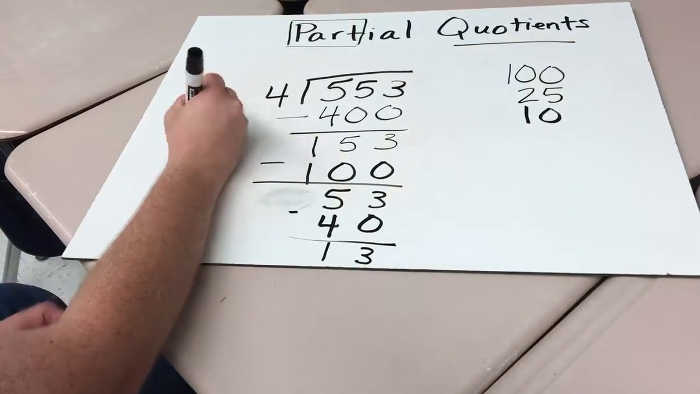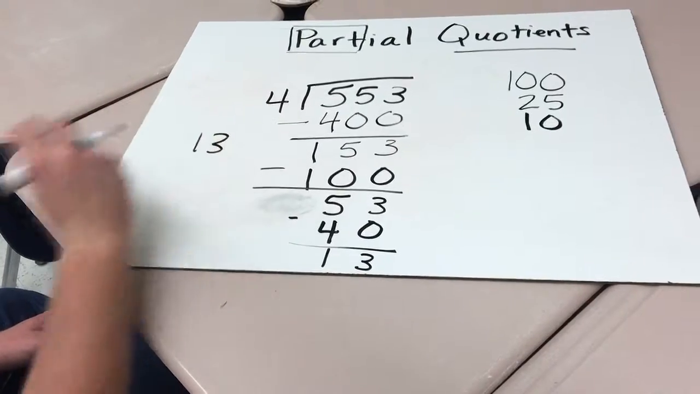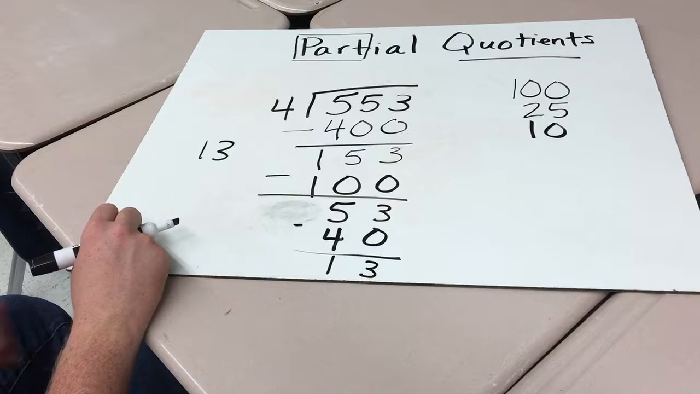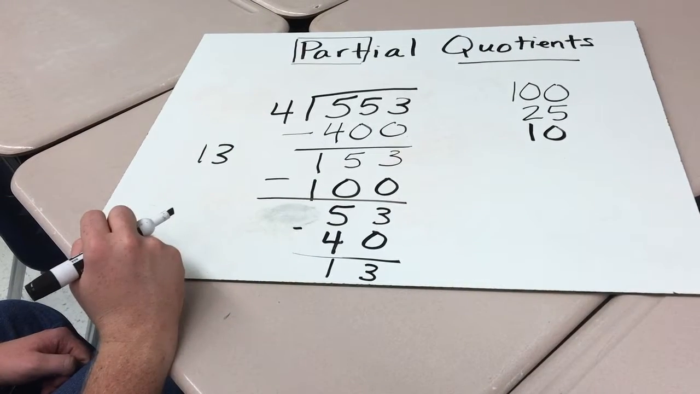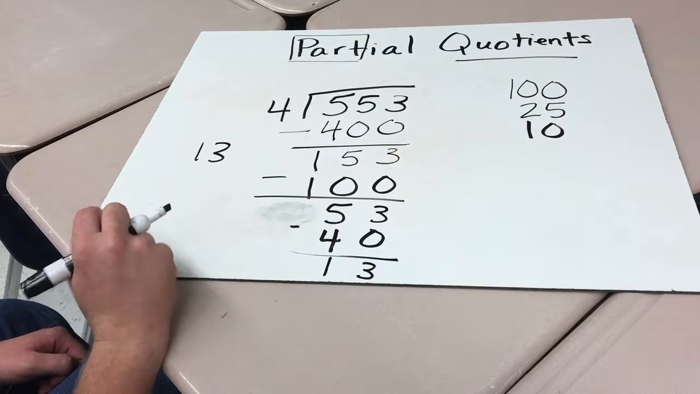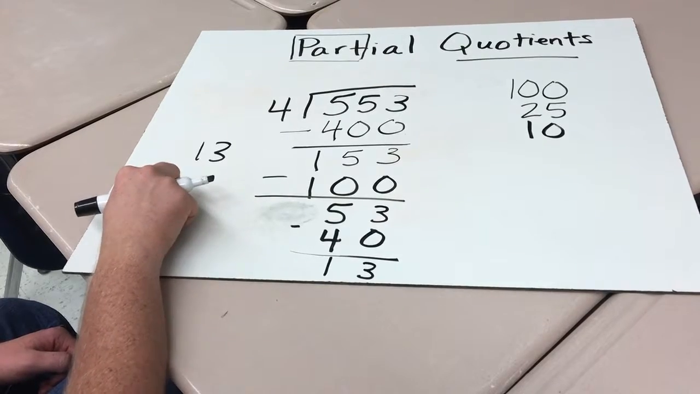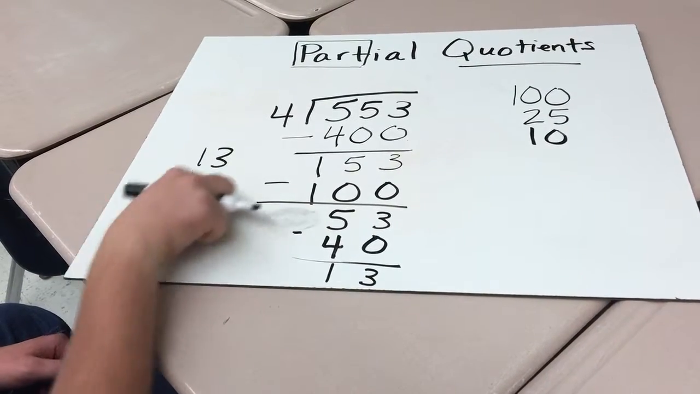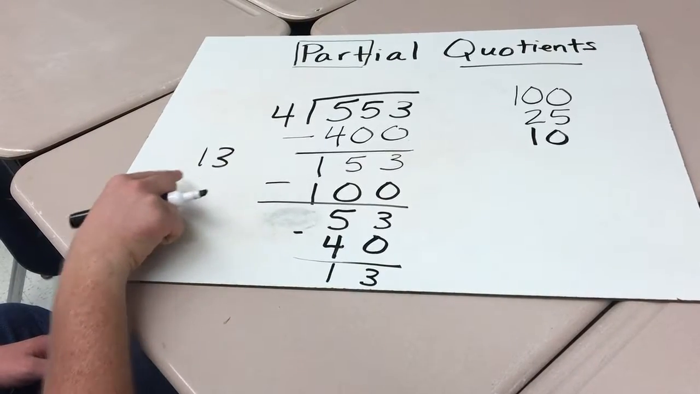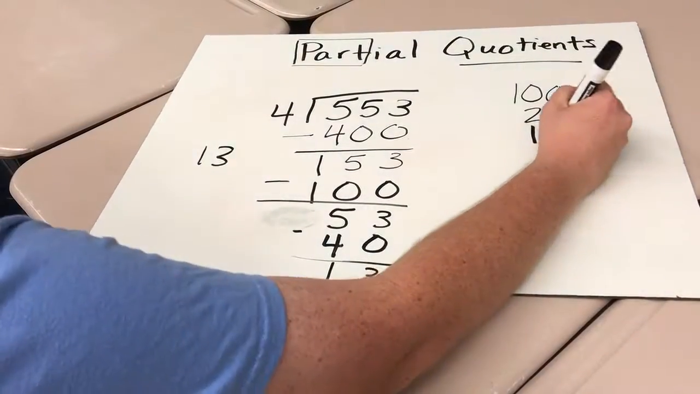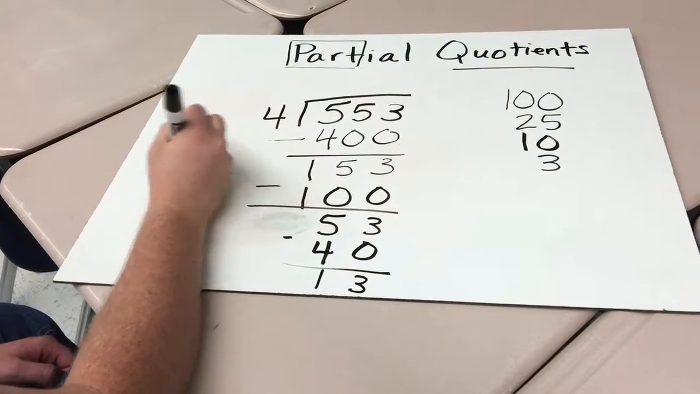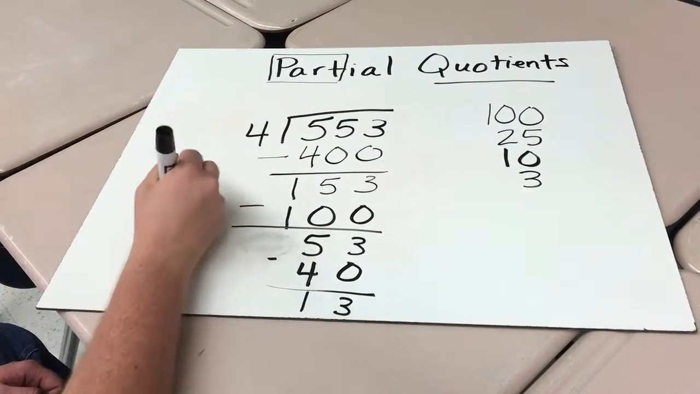I'm going to write 13 over here because I'm running out of space. Now I have to ask myself, how many groups of 4 can I get out of 13? Well, I know that 4 times 3 is 12. That's not quite 13. So maybe I could do 4 times 4. Well, 4 groups of 4 is 16, and I don't have 16. So I'm going to have to go with 3. I put my 3 over here. 4 times 3 is 12. I'm going to subtract. 13 minus 12 is 1.